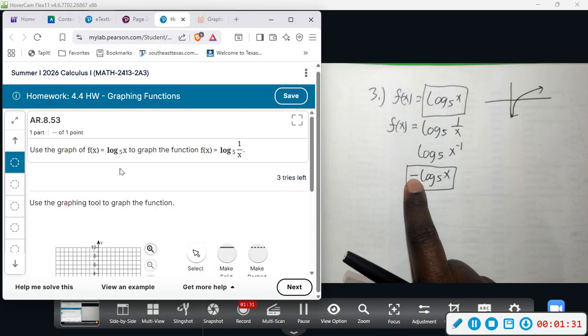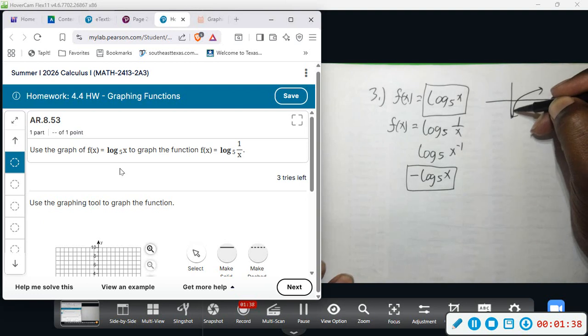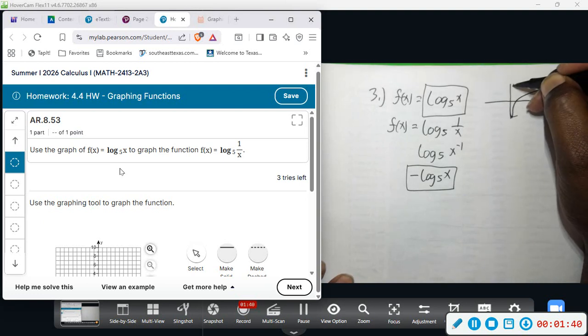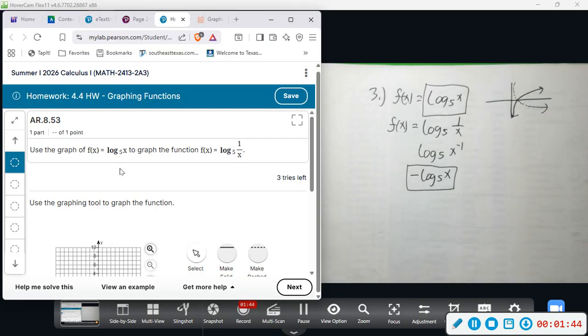This negative is going to flip it across the x-axis. So the y value is going from negative to positive. So our graph is going to come down from the top like so, this dotted line. So all we have is a reflection across the x-axis.